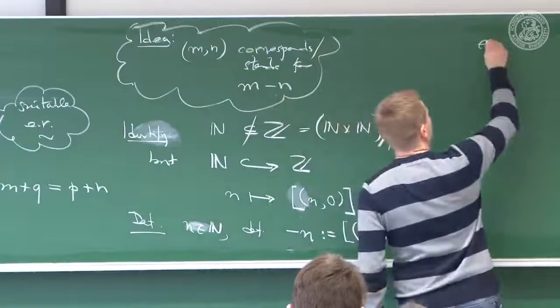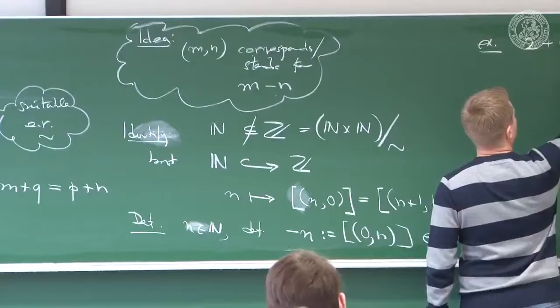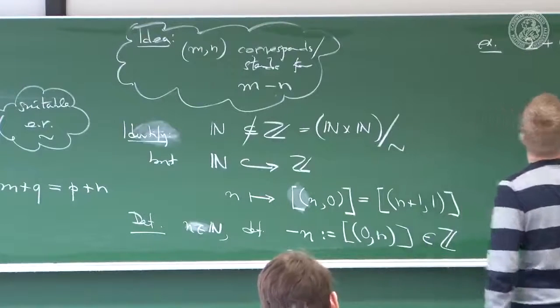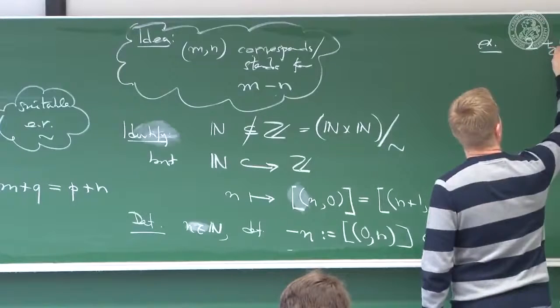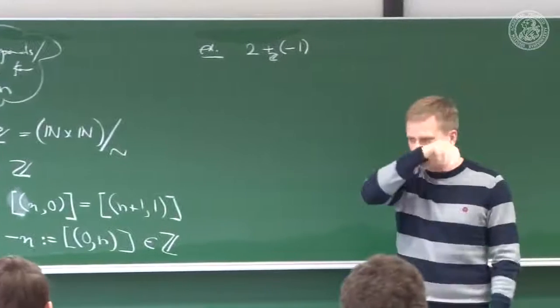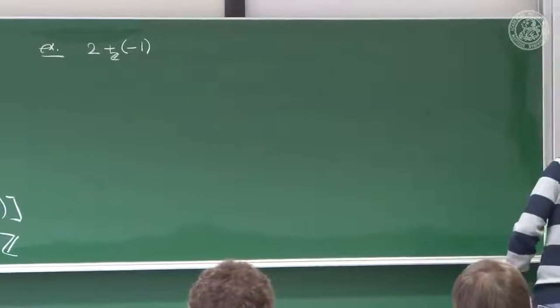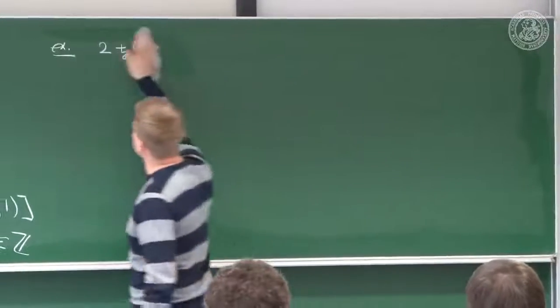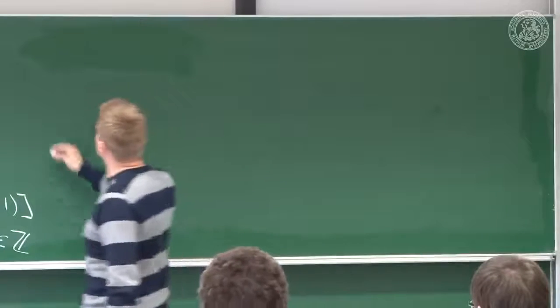And so you have, for example, 2 plus (minus 1). Ah, what is this plus? This must be the plus on Z, right? Have we defined the plus on Z yet? No. We don't know what plus is. We, of course, want to inherit the plus.